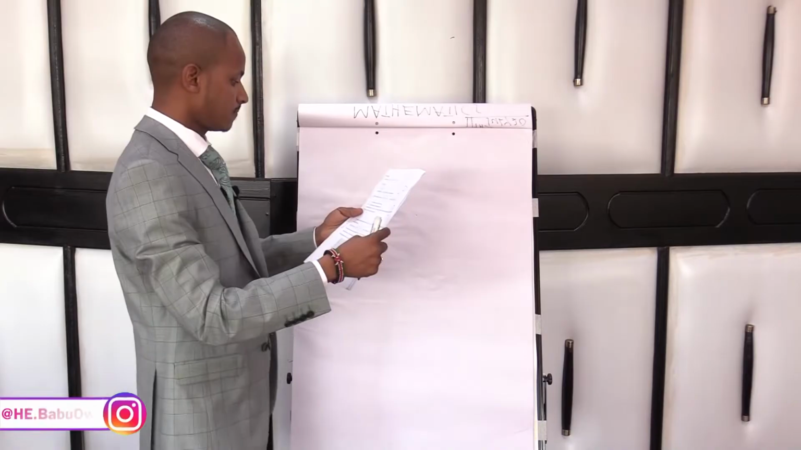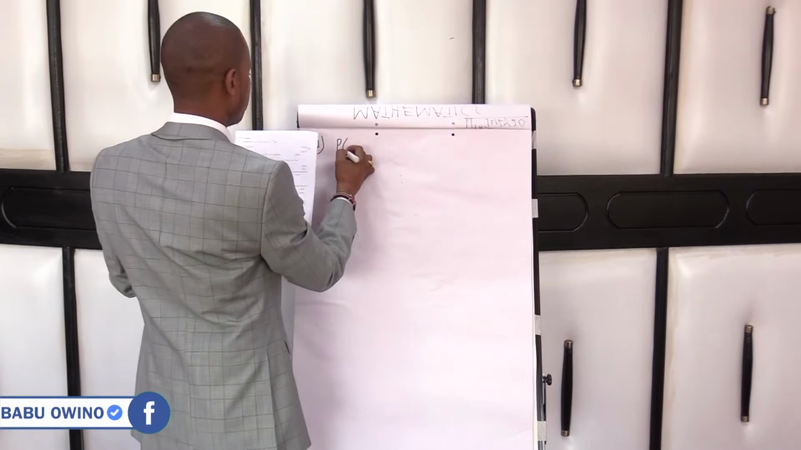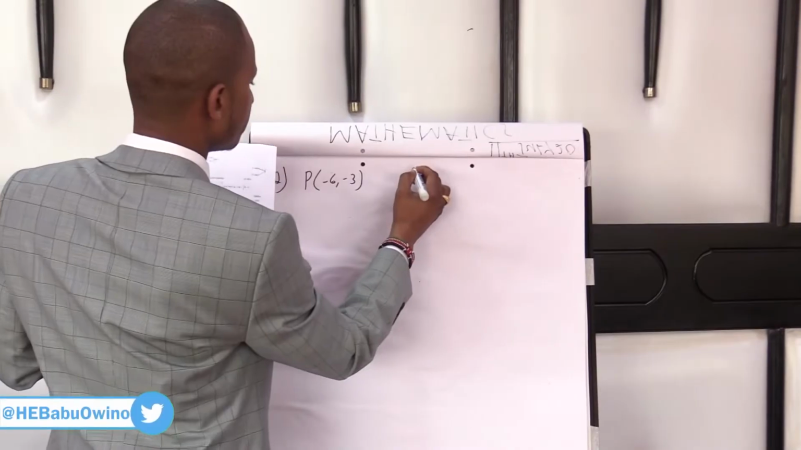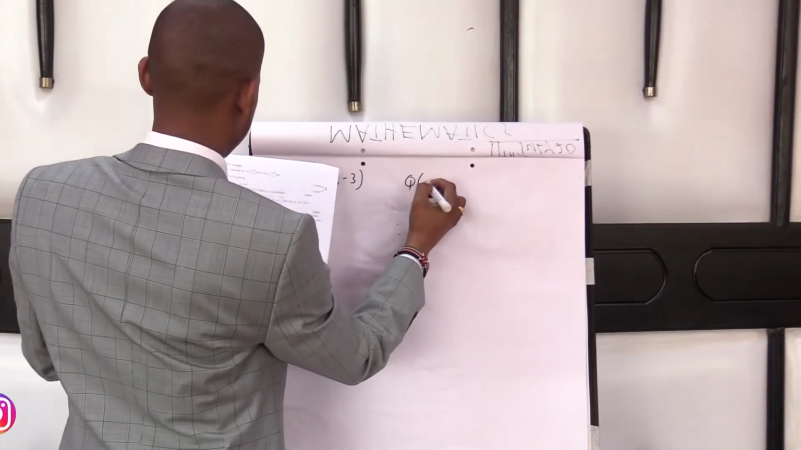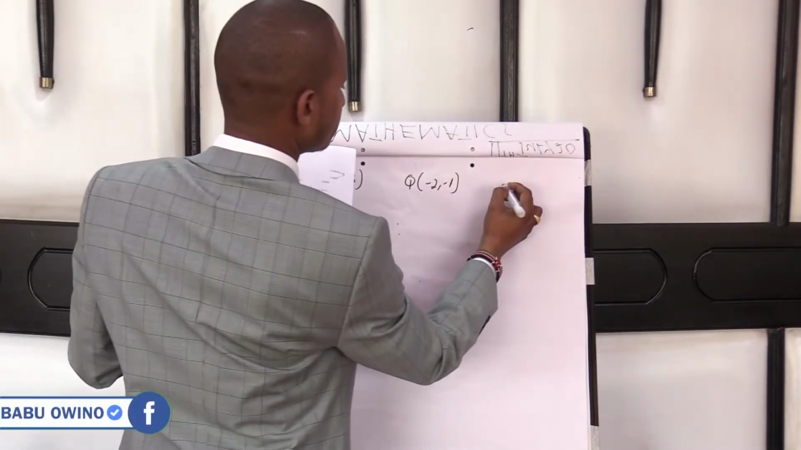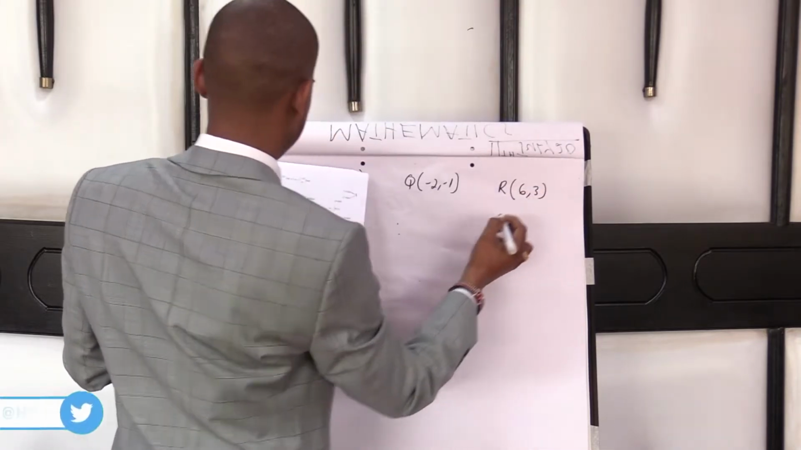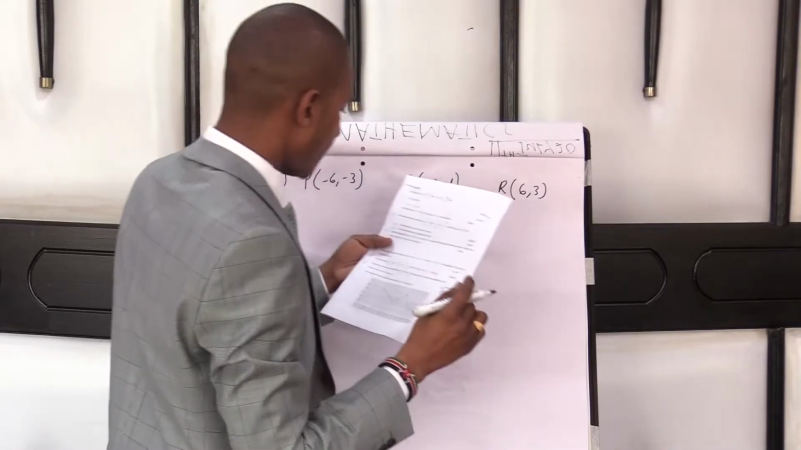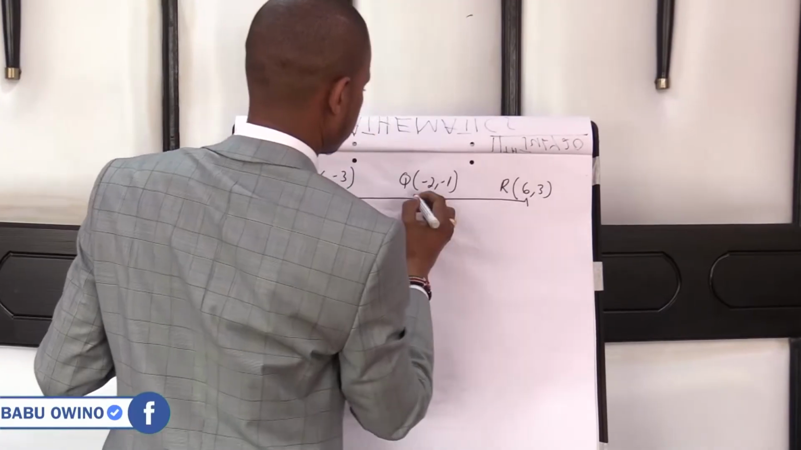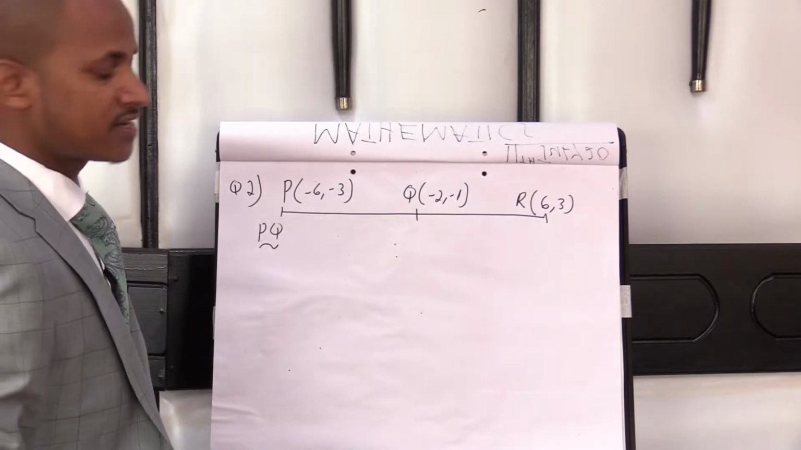Now the next question, question number 2. Given points P, minus 6, minus 3. Then point Q, minus 2, minus 1. And then point R is 6, 3. So express PQ. Now these are points, different points. So you are told to express PQ as a column vector.